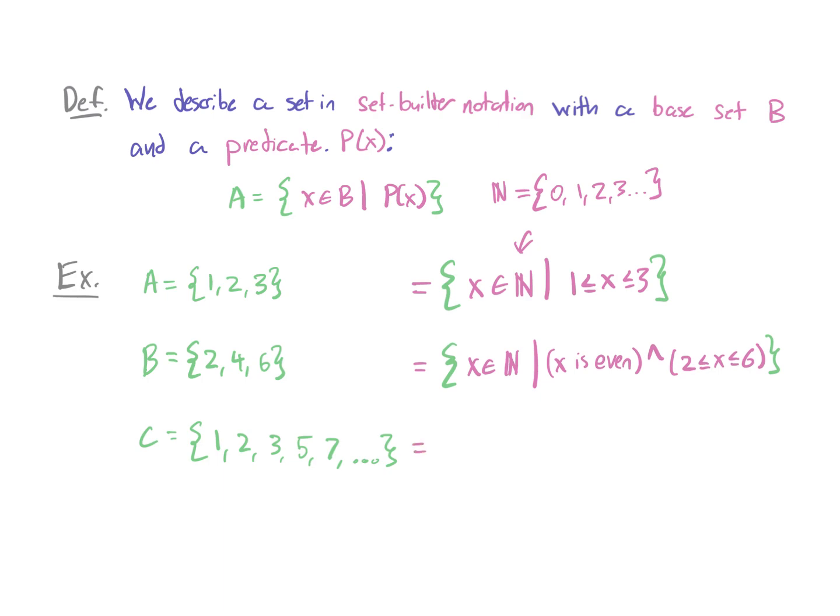Finally, let's do one more, set C. So set C here: 1, 2, 3, 5, 7, and so on. This set could be several things, but what I'm intending here is for this set to be the set of all prime numbers, numbers which are divisible only by 1 and by themselves. So here, again, x is in the natural numbers. And here, we don't have any more detailed way to describe this, so we're just going to say x is prime as my predicate.